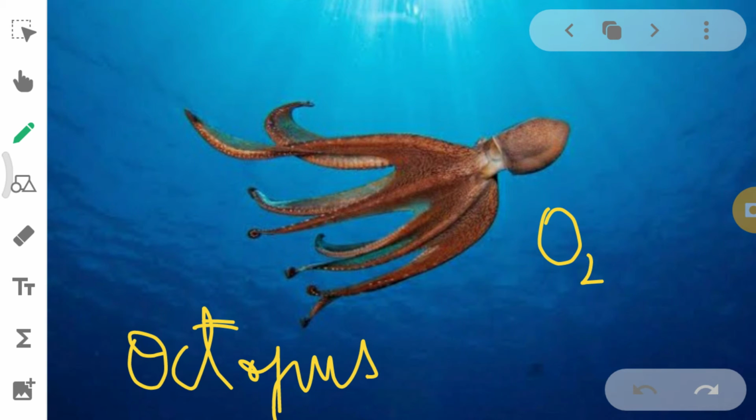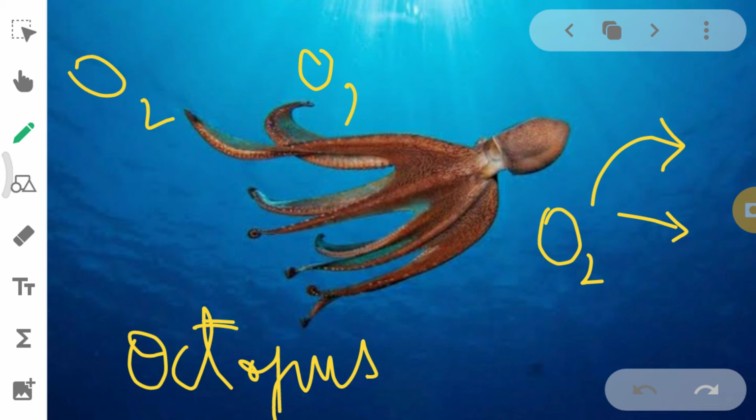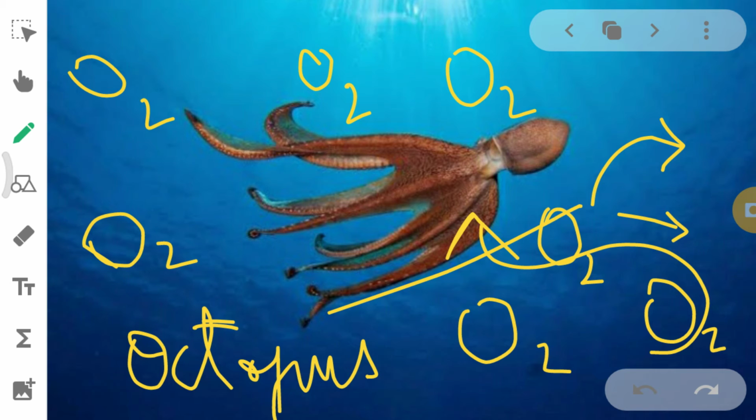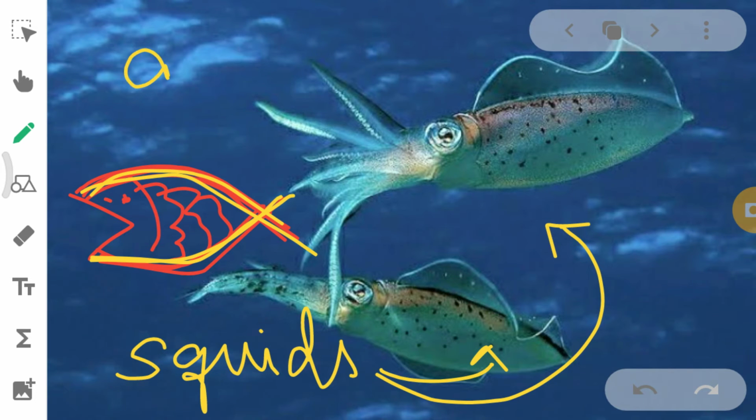So already we have discussed that this oxygen is present in the water. See, oxygen molecules are present all over here in the water. So to help them absorb this dissolved oxygen, these sea animals, maybe this octopus and the squids, have gills to help them absorb this oxygen.